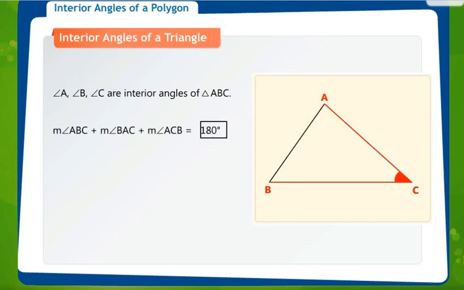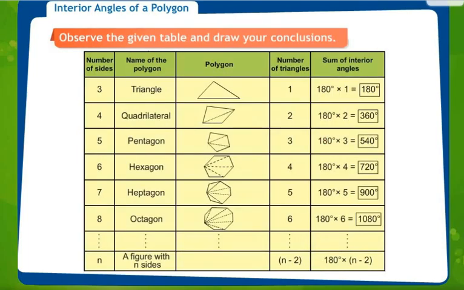So angle ACB. Now we will see that the interior angles, that is the angles which lie inside the triangle: measure of angle ABC plus measure of angle BAC plus measure of angle ACB is equal to 180 degrees. This means that the sum of the interior angles of a triangle is 180.